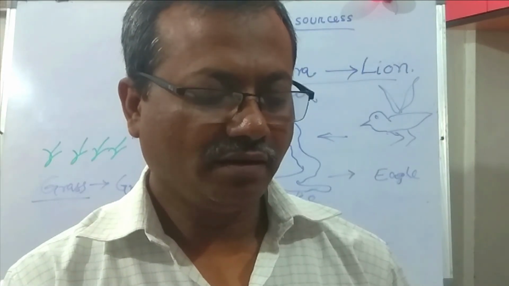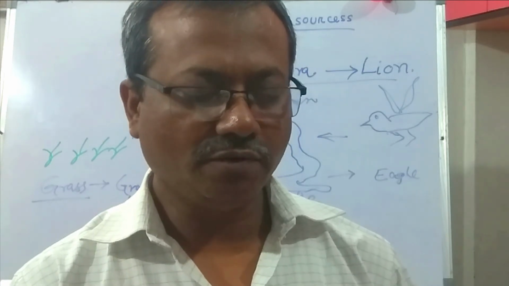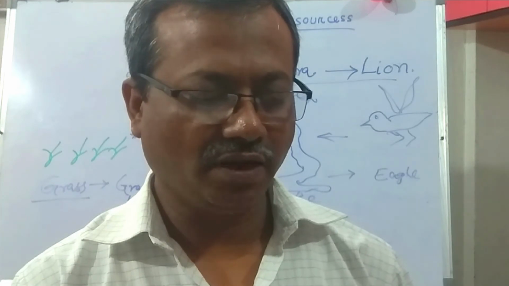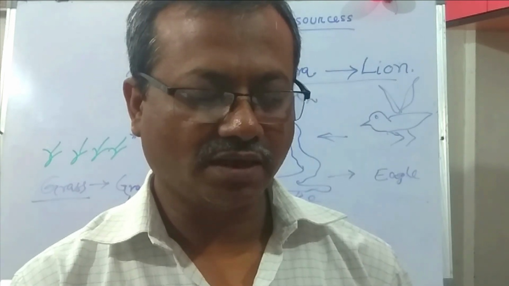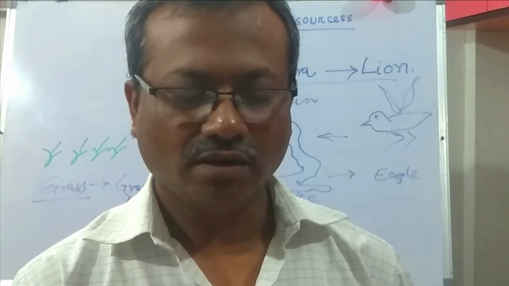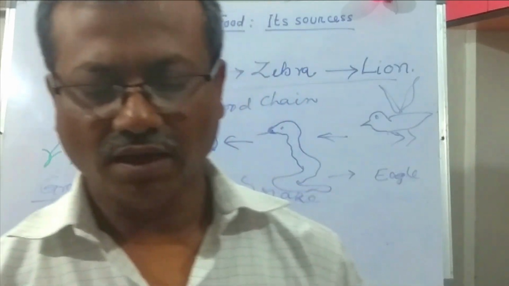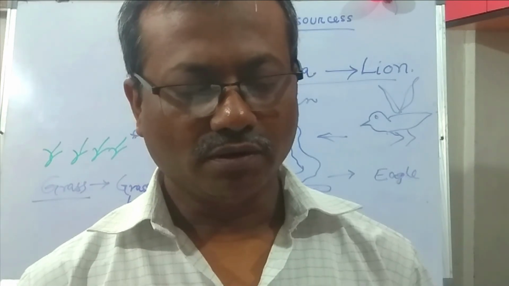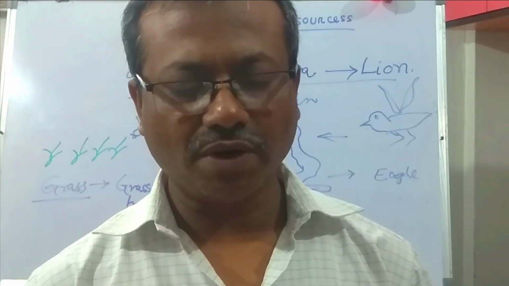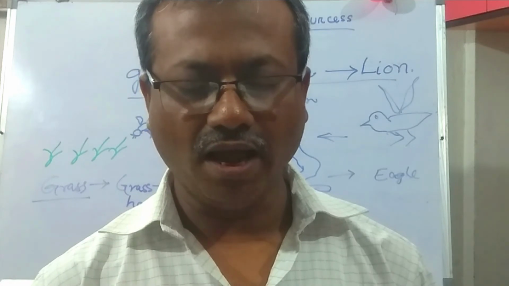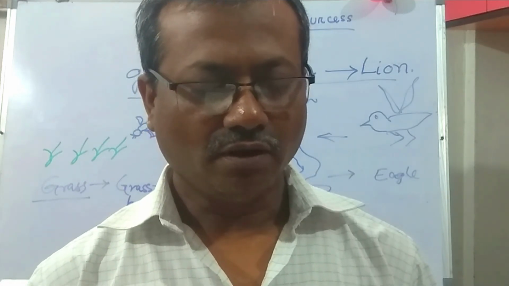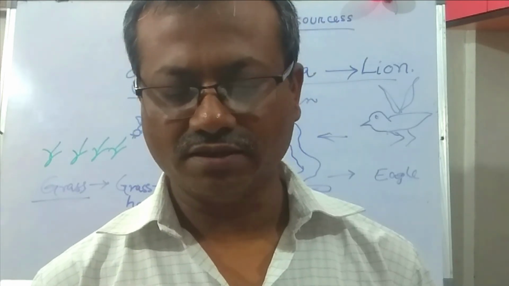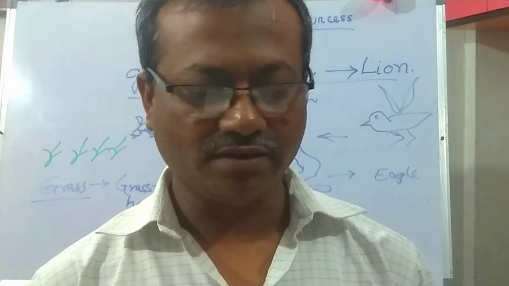Question number A. Tick the correct answer. Which of the following are main sources of food? Four options are given. A, pulses and eggs; B, vegetables and meat; C, fruits and chicken; D, animals and plants. The answer is animals and plants. Question number 2, which of the following parts of the plants are eaten by us? Options are given: fruits, flowers, roots, all of these. The answer is all of these.